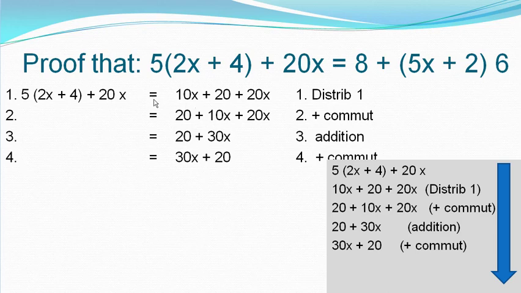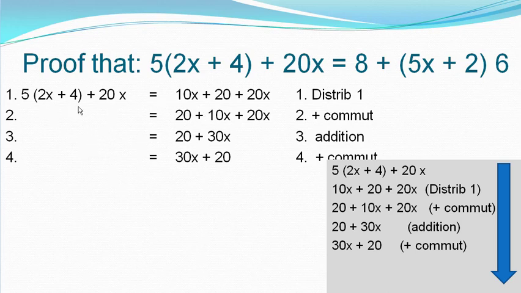Well, what does that equal? That equals, up here I said it equals 10x plus 20 plus 20x. So I said 10x plus 20 plus 20x. Why? Distributed 1. I said step 1 is this. And why is that true? Well, reason 1 is distributed 1. And then I go on to step 2. And I could put whatever was on the right-hand side of my equation in step 1 down here and say, okay, well, A equals B, and B equals C, and C equals D, and so on.